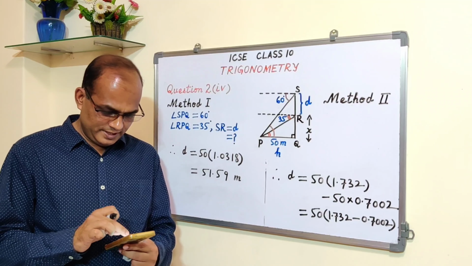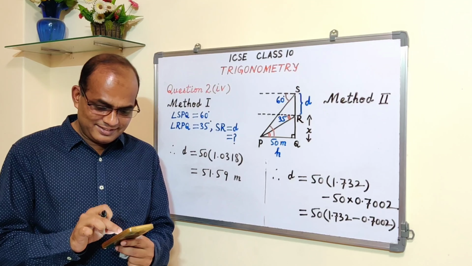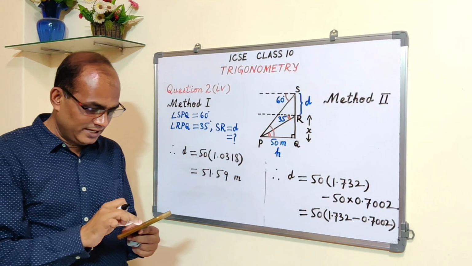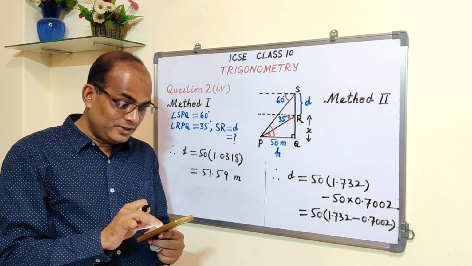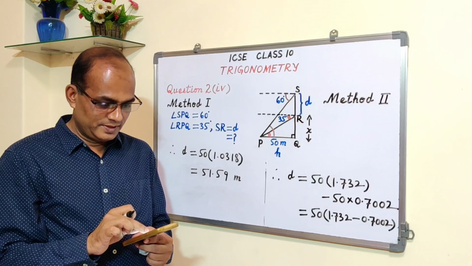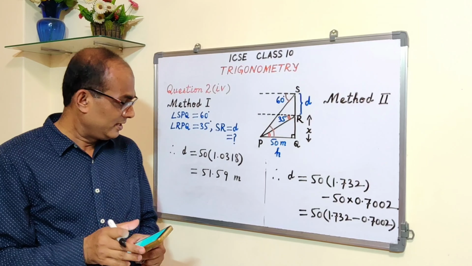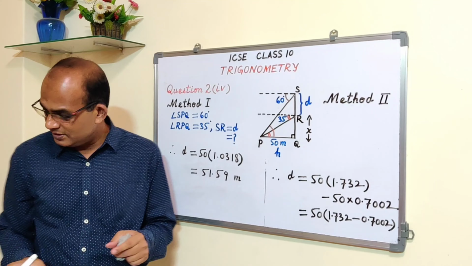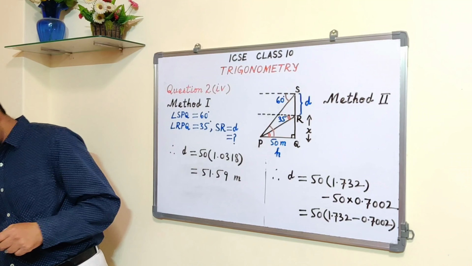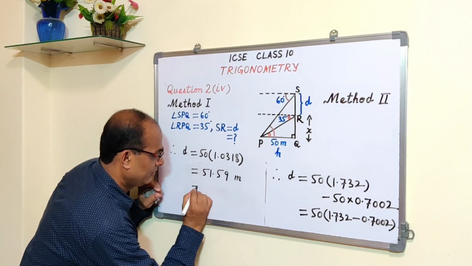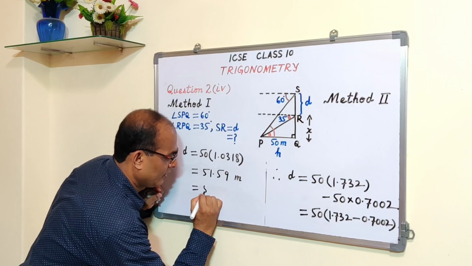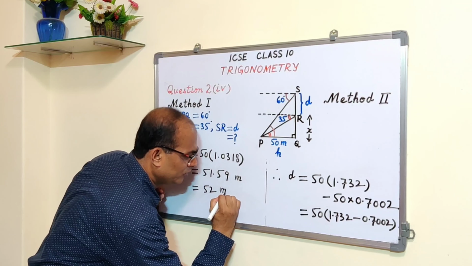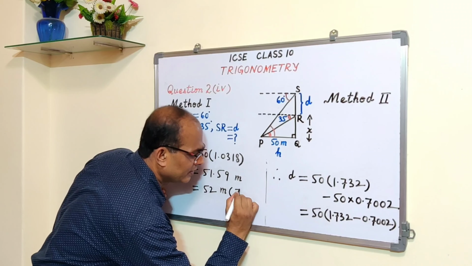Let me see. The question says that find the distance between R and S. Between R and S, that means D. We are calling it D. Correct to the nearest meter. So there is more than 50, 51.59. So to the nearest meter, it will be how much? 52. 52 meters, and you should write down to the nearest meters.